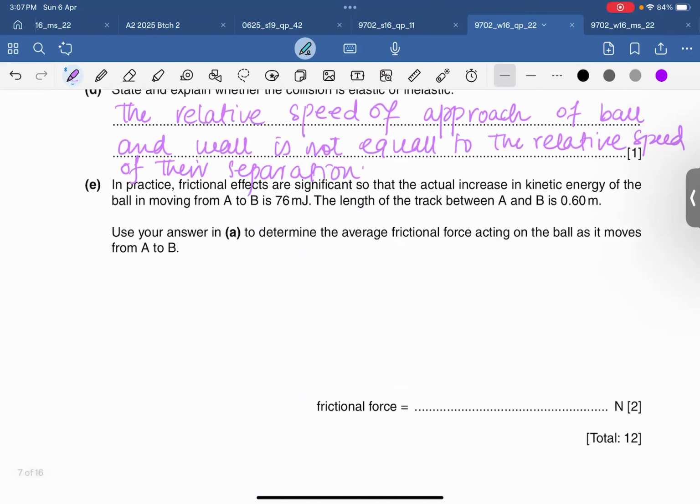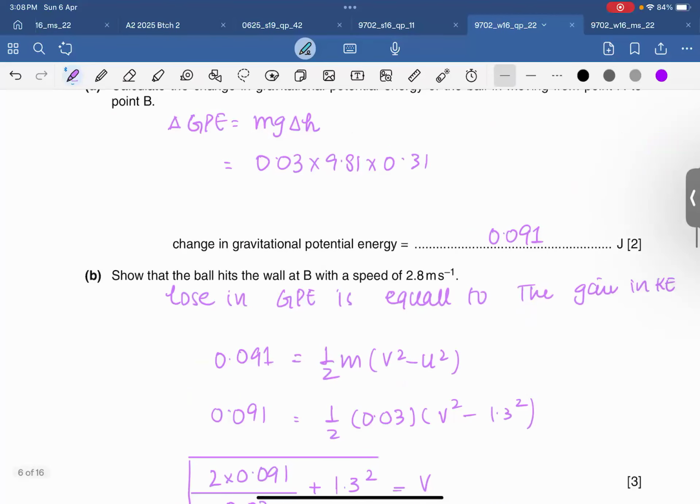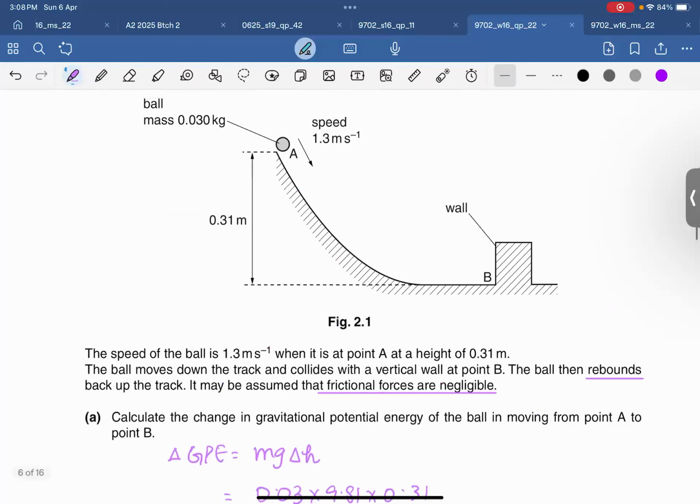In practice, frictional effects are significant, so the actual increase in kinetic energy of the ball moving from A to B is 76 millijoule. The length of the track between A and B is 0.6 meters. सर एक क्वेश्चन है, ये मिलीजूल है, मेगाजूल है? मिलीजूल, मेगा with the capital M, ओके. तो बस यहाँ पे ये होगा that you get the work done, so 76 into 10 to the power minus 3, and 0.6 which is the height because you're getting mgh, right? तो एमजीएच में फिर ये लगा लो, ग्रेविटेशनल पोटेंशियल एनर्जी लगा लो, 0.091.